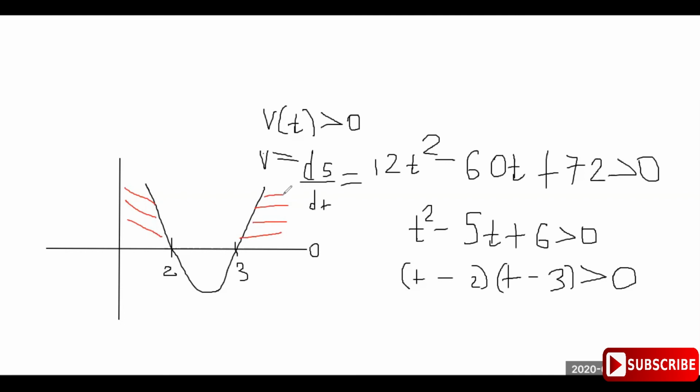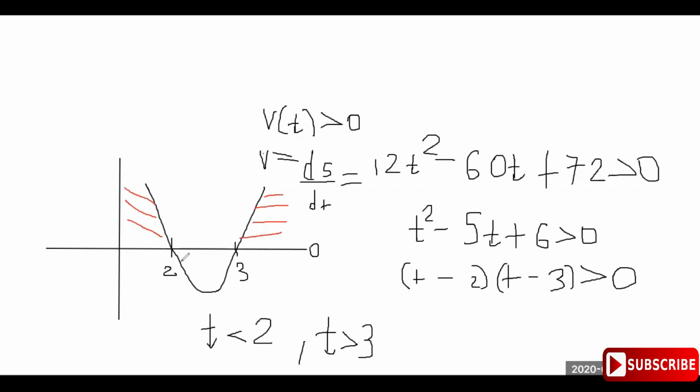So the velocity is greater than 0 when the curve is above the x-axis. So when t is less than 2 and when t is greater than 3, that's when the velocity is positive. Not between 2 and 3, t is less than 2 and t is greater than 3.